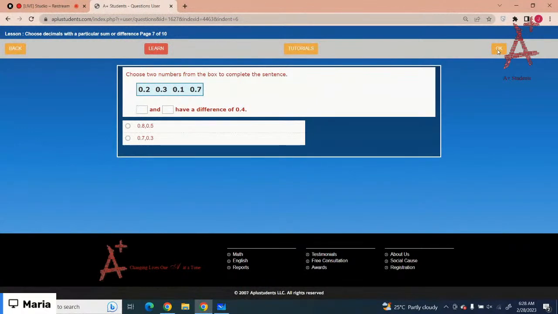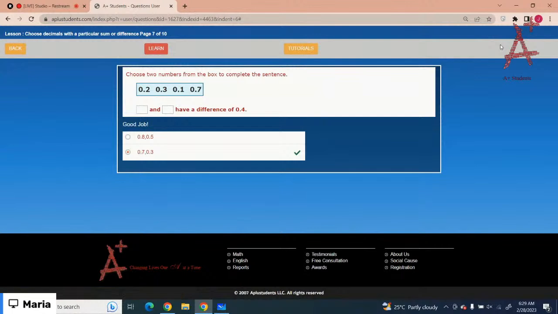Choose two numbers from the box to complete the sentence. Dash and dash have a difference of 0.4. So which is the correct option? Which is the correct option? Yes, option number 2 is the correct option. 0.7 take away 0.3 is 0.4. Option number 2 is the correct option.